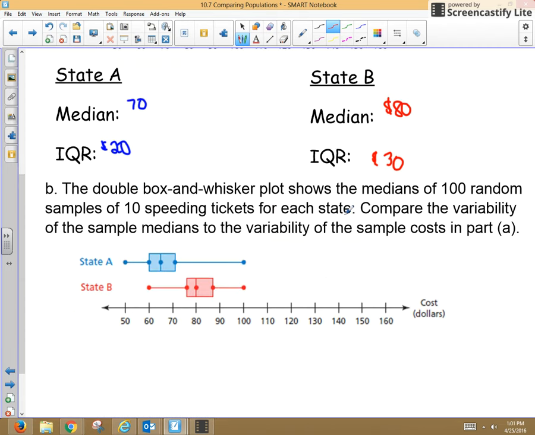For B, the double box and whisker plot shows the medians of 100 random samples, which is a much larger sample. So now we have more to compare. If we compare the medians, then there's much less of a difference. So this is a better sample because there are more speeding tickets. There's 100 of them.